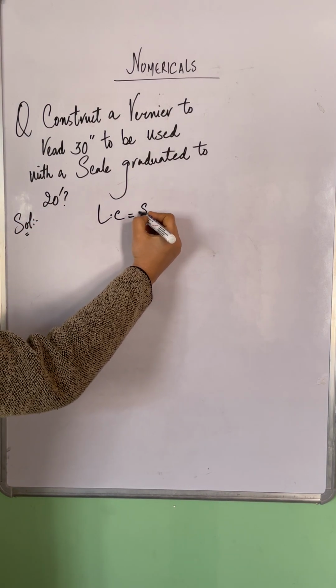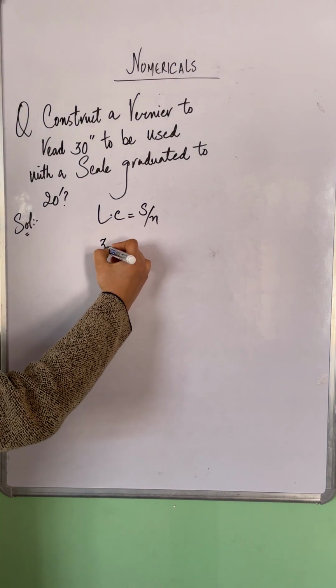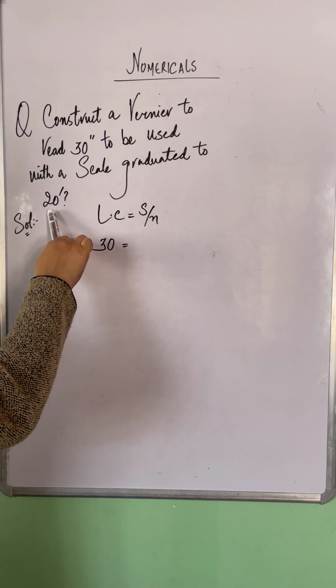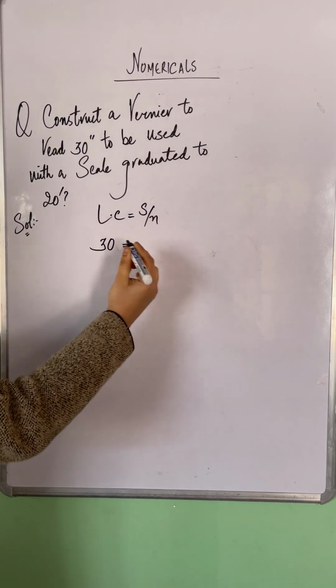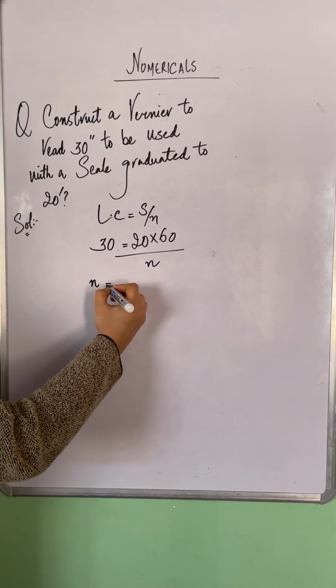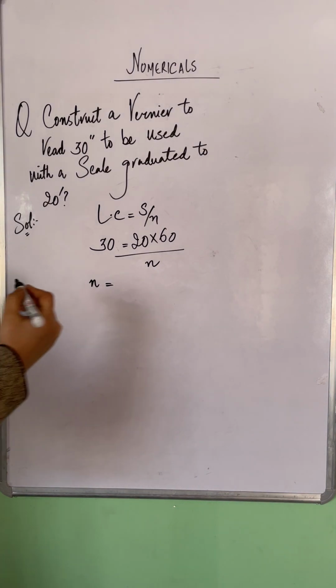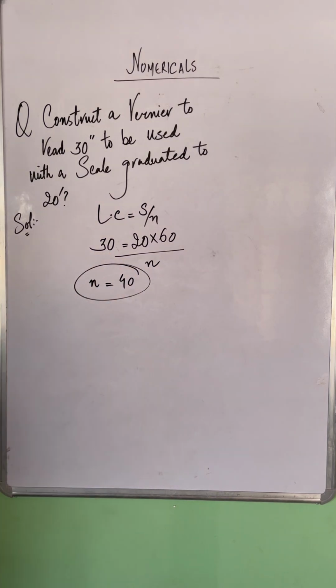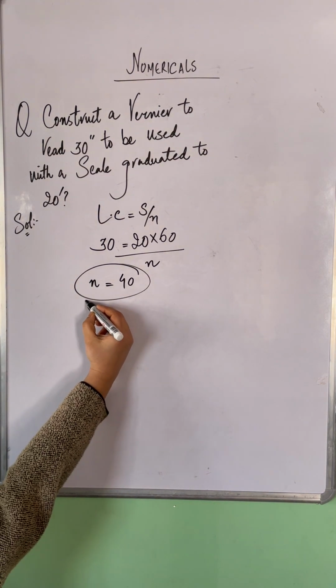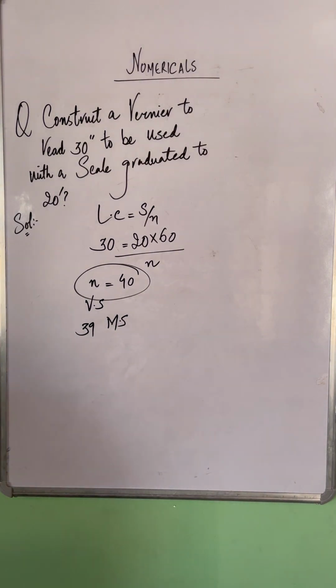Least count is equal to S by N. What is my least count? 30 seconds. What is my S? Scale has been graduated to 20 minutes. My S is 20. I'll convert it into seconds, and by calculations, my N, that is the number of divisions in the vernier scale required, comes equivalent to how much? 40. Right? So 40 divisions of the vernier scale will correspond to 39 divisions of the main scale to form a direct vernier for this case.